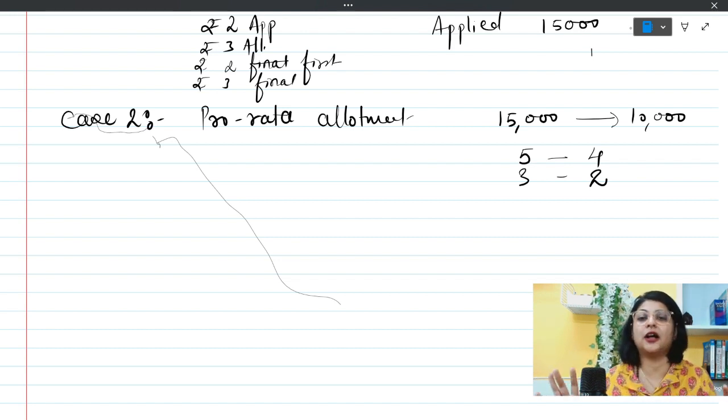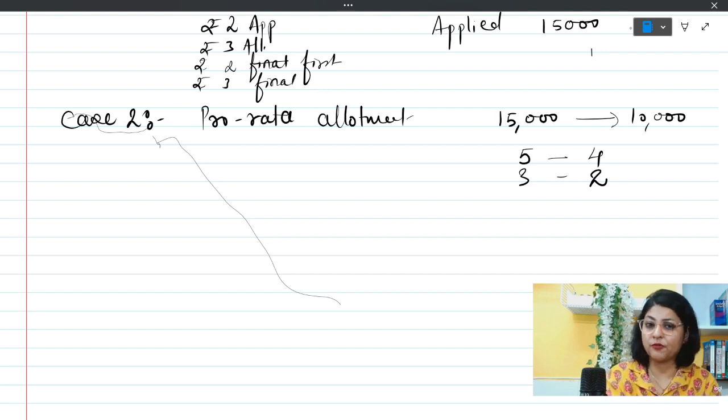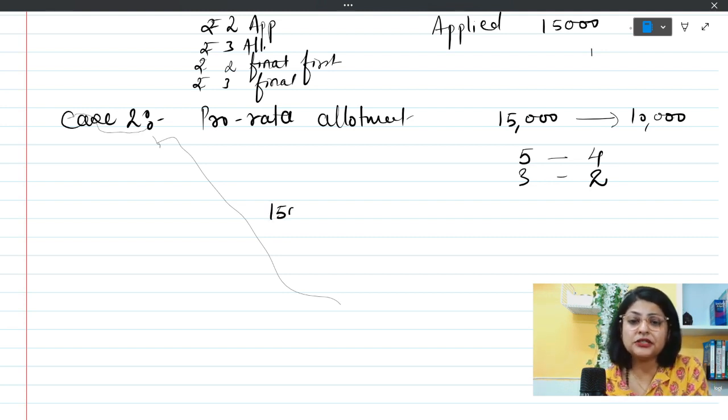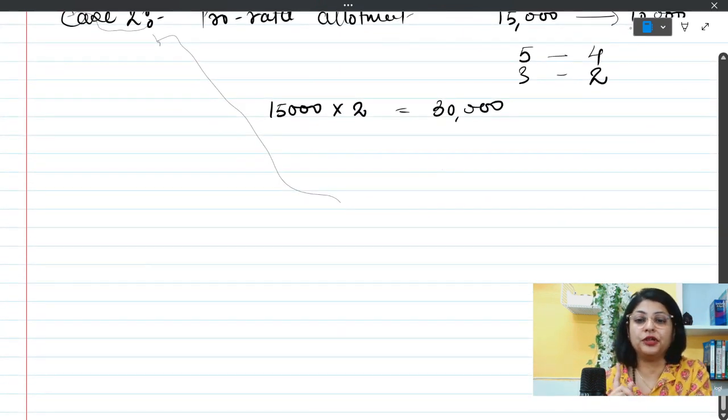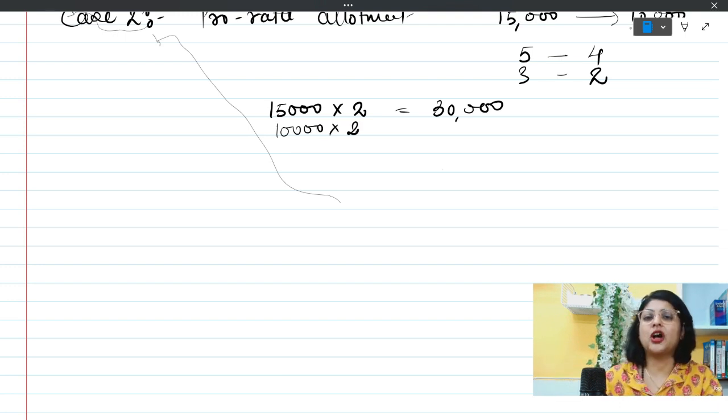So it is not allotting more shares, it is allotting only 10,000 shares, but the allocation of these shares is done in such a way that the person who has applied for fewer shares is getting fewer shares. Now in this case, what happens? A typical situation comes, let's say 15,000 shares into 2 rupees per share. The applicants would have given 30,000 rupees at the time of application money. Now what are we doing? We are giving them only 10,000 shares because we are giving them shares on pro rata basis.